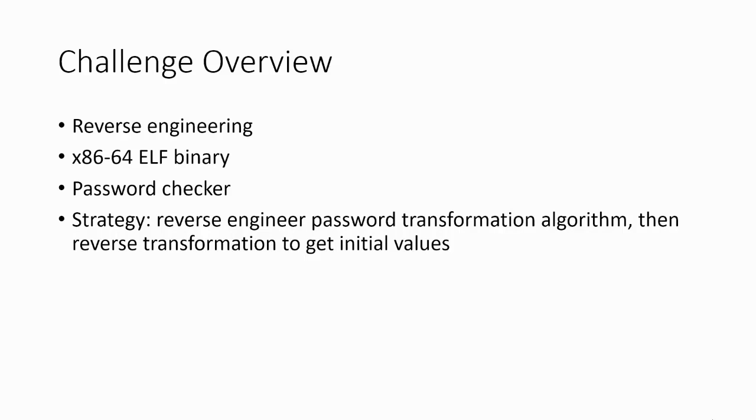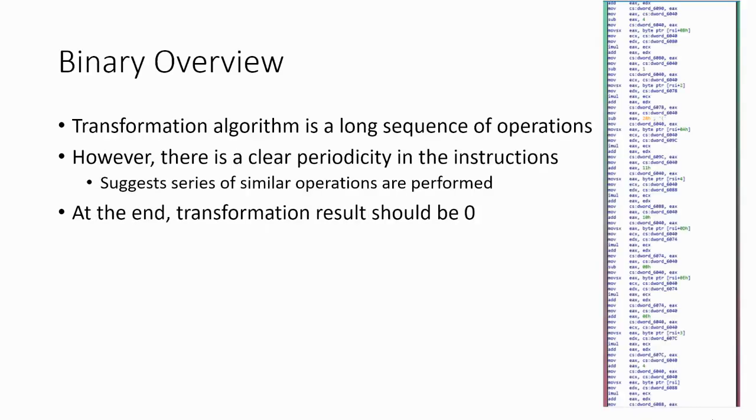So the overall strategy here is to reverse engineer, first of all, the password transformation algorithm. In other words, figure out how the input gets transformed, and then reverse the actual transformation to get the correct initial password. So a quick overview of the binary, the transformation algorithm is a long sequence of operations. As you can see here, this is just a small snippet from the overall graph view. If you actually open it up, it's extremely long.